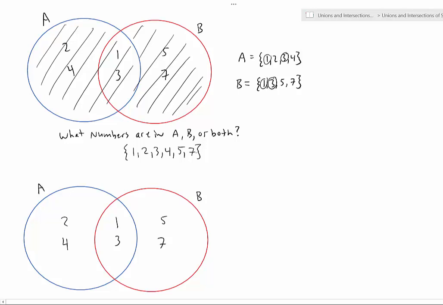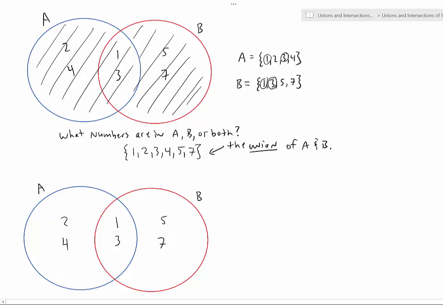So it doesn't matter if I ask, is 5 in this set? Yeah, it is, because that's in B. Is 4 in this set? Yeah, because it's in A. Is 1 in this set? Yes, because it's in A, and it's also in B. This is what we call, in this example, the union of A and B.